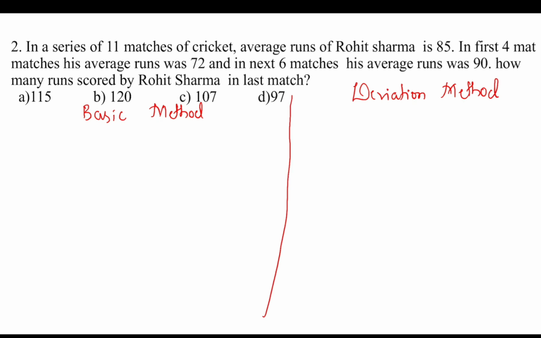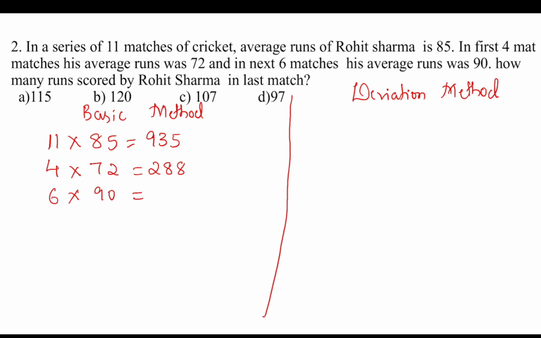Now in a series of 11 matches of cricket, average runs of Rohit Sharma is 85, means 11 matches average is 85. So the sum will be how much? 11 into 85, which is equal to 935. In first 4 matches his average runs was 72. So 4 into 72 will be the sum, that is 288. Next 6 matches his average runs are 90. So 6 into 90 will be 540.